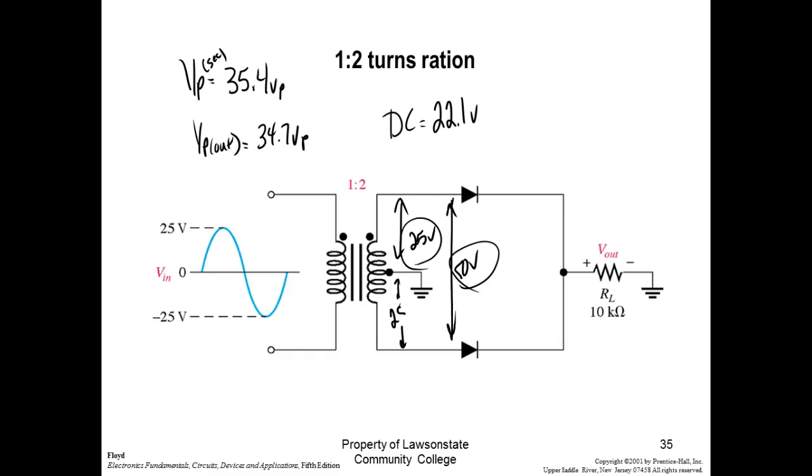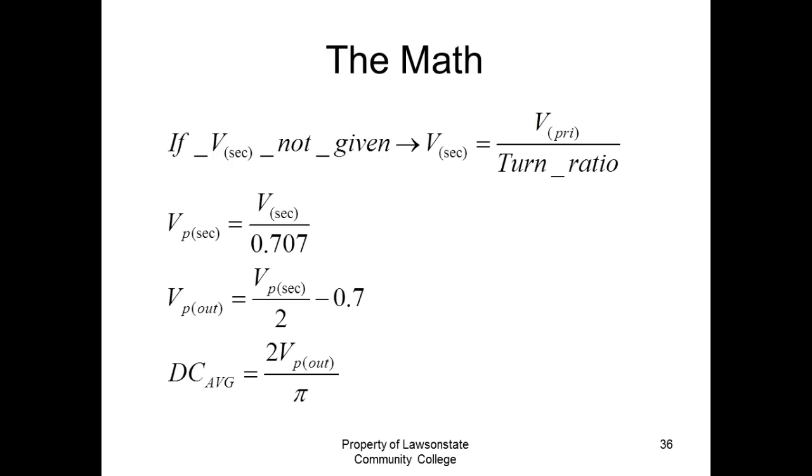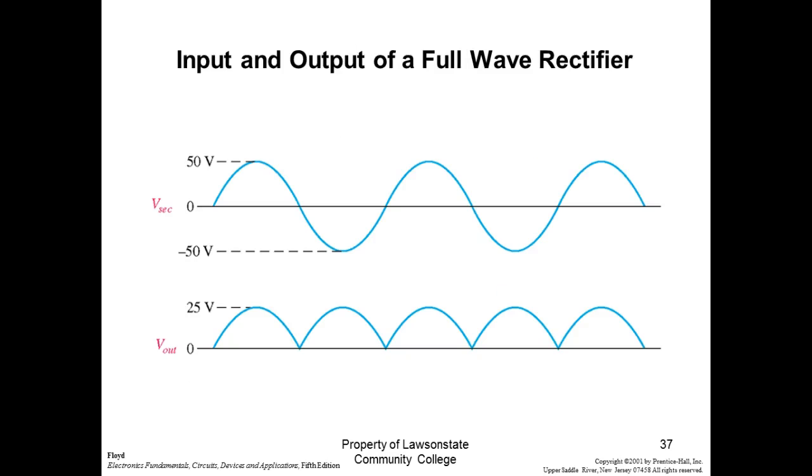Or one of y'all will do this. 0.7 is not as critical. It won't create a big mistake. Here we're dealing with almost 30 volts, so it probably wouldn't even be kind of wrong.